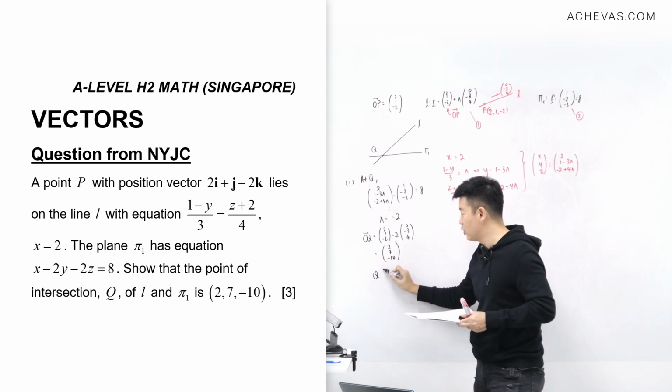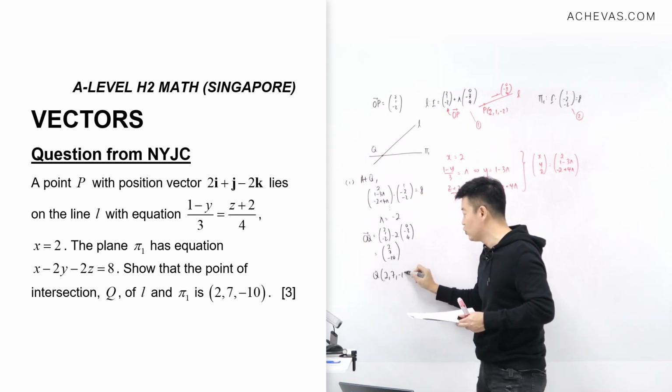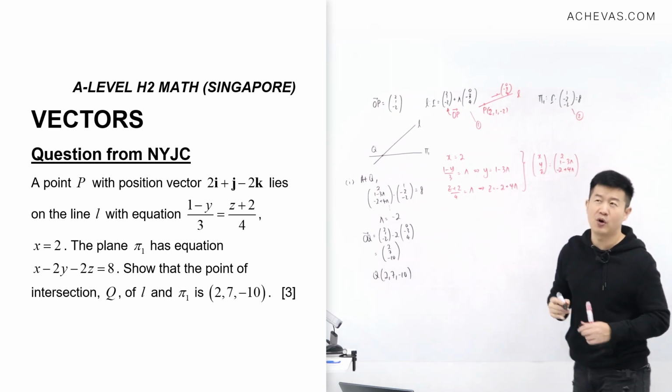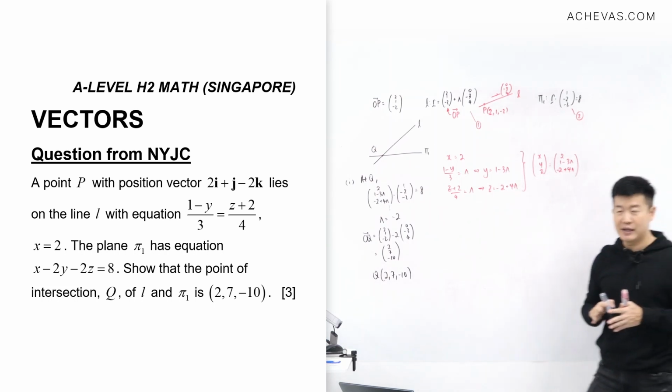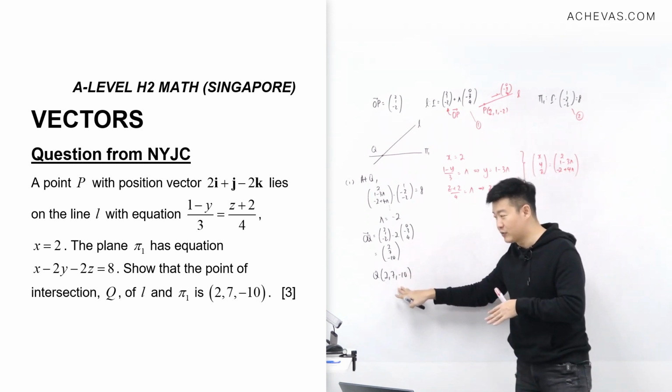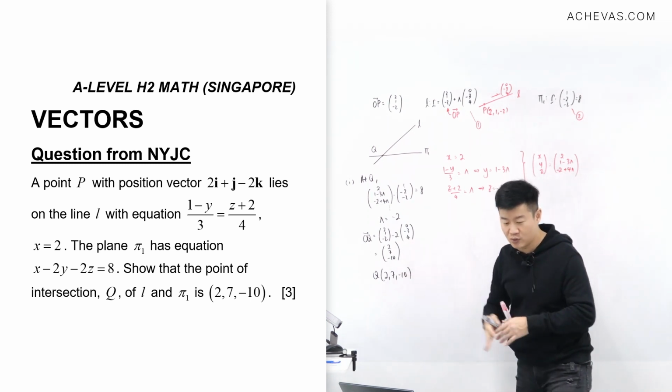And the question asks for the coordinates, so I do need to rewrite it into coordinates form, or else some teachers will actually deduct marks. So if you get the position vector and the question asks for the coordinates, please write it in coordinates form, okay?